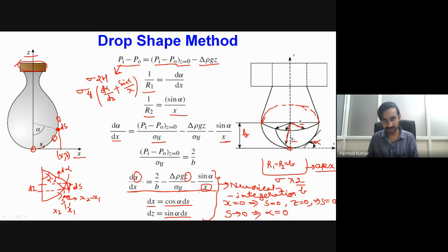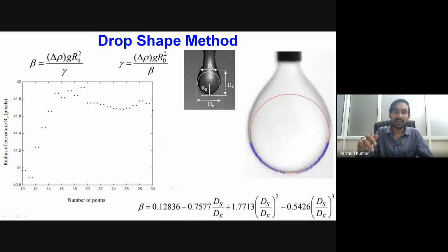If we apply all these boundary conditions, we can numerically integrate all three equations simultaneously. Because delta rho is known and g is known, from the integration we will find the values of d alpha by dx, dx by ds, and dz by ds. Once we find these values, we can determine the value of sigma. That is how the codes or algorithms are developed for determining the surface tension using the drop shape method.